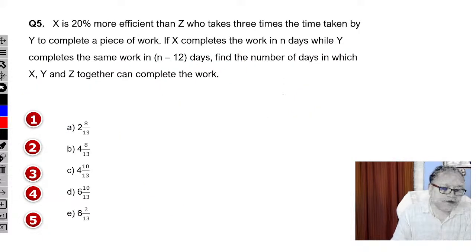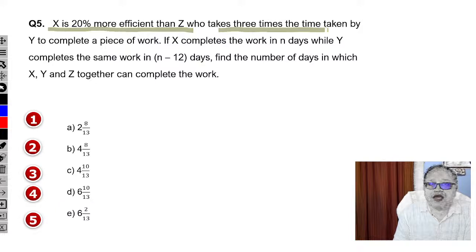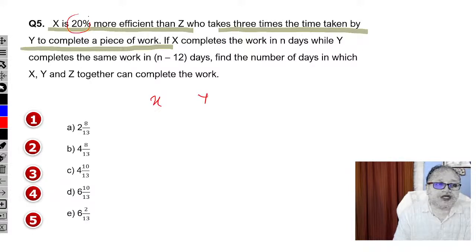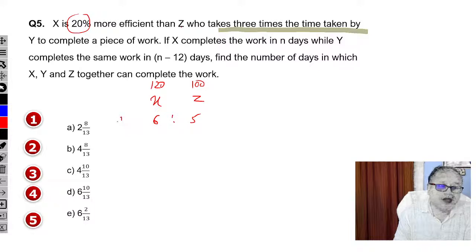Question number 5. X is 20% more efficient than Z, who takes 3 times the time taken by Y to complete the work. Look at this, the efficiency is given about X and Y. X is 20% more efficient than Z. That means if Z is 100, X is 120, so the ratio of efficiency is 6:5.